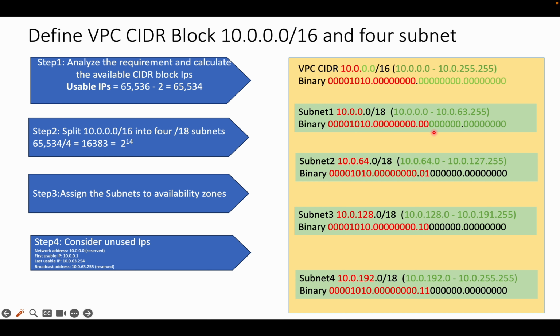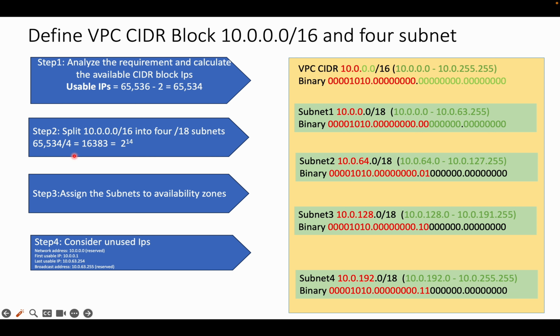So I kept the last 14 bits as variable and the first 18 bits as fixed for subnet 1, and it starts with 10.0.0.0, and 10.0.63.255 is the last IP.